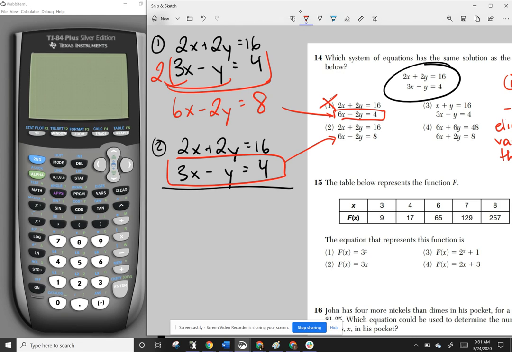Yeah, we need to do something here. So how do we get from 3 to 6? We need to multiply by 2. And we actually just did that in the last one. We get 6x minus 2y equals 8. Does that match the second equation? Sure does. So our answer choice here is 2.